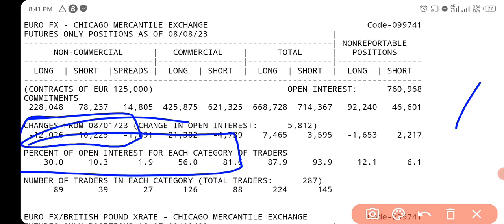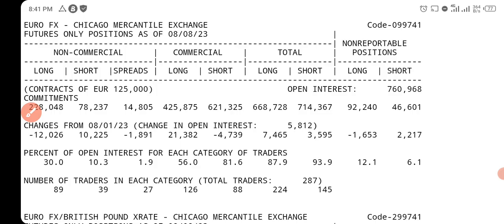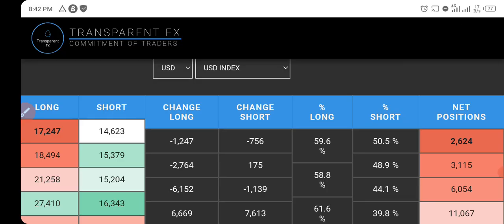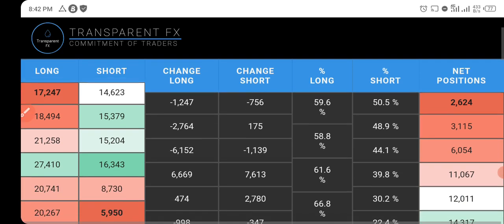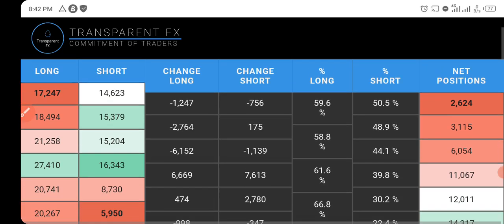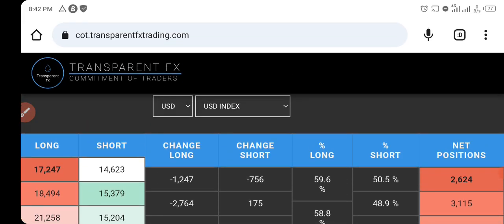So let's go to the real COT data that I gave my students to use. Guys, this is the COT data I got from my mentor, Transparent FS. This is the best mentor I've ever come across, man. This guy changed my life.